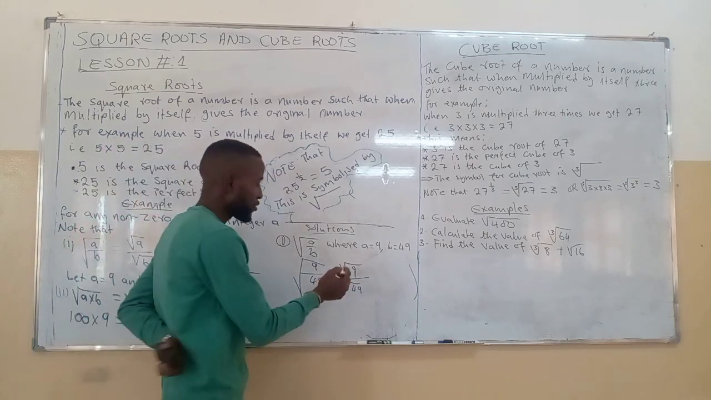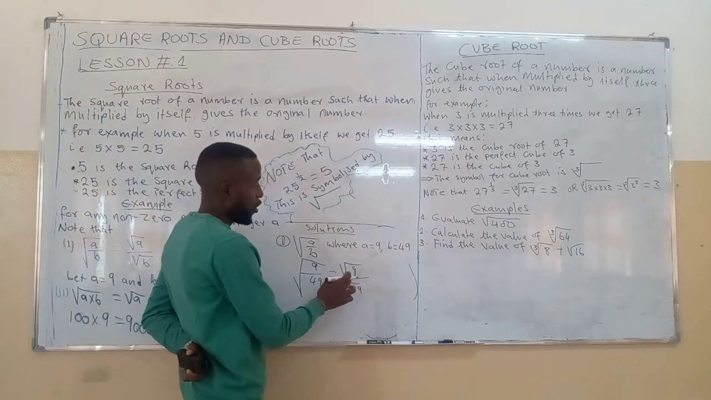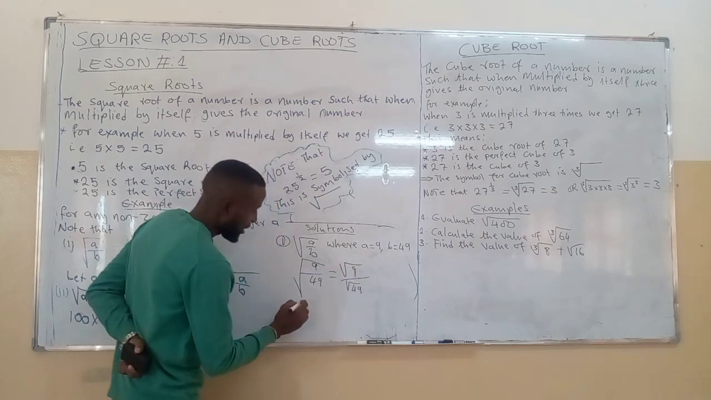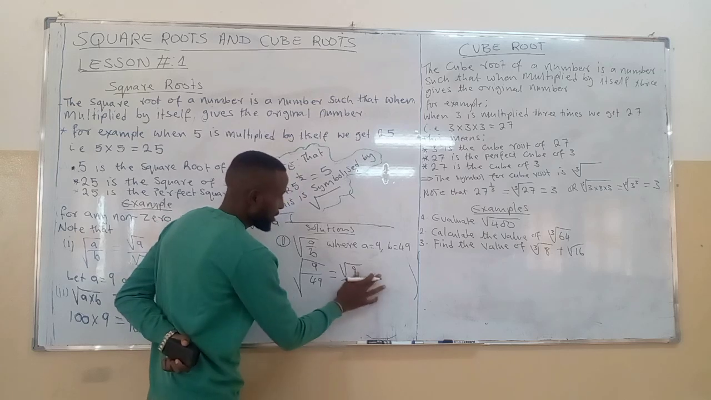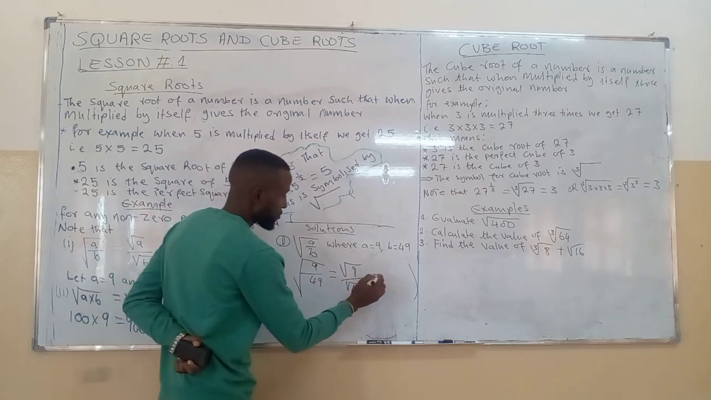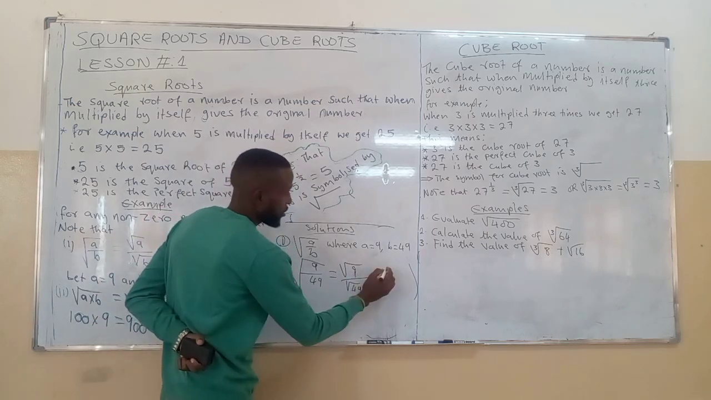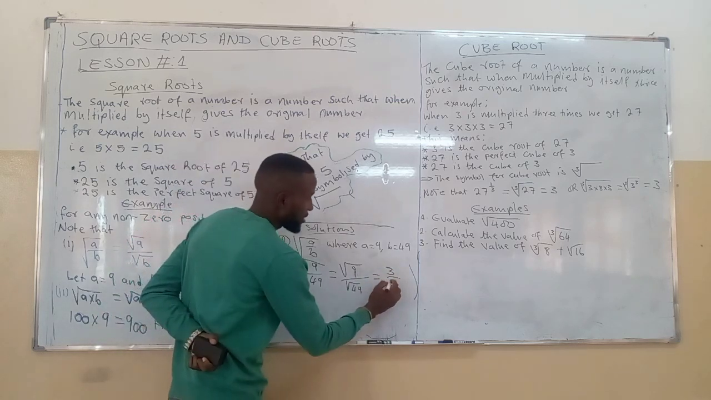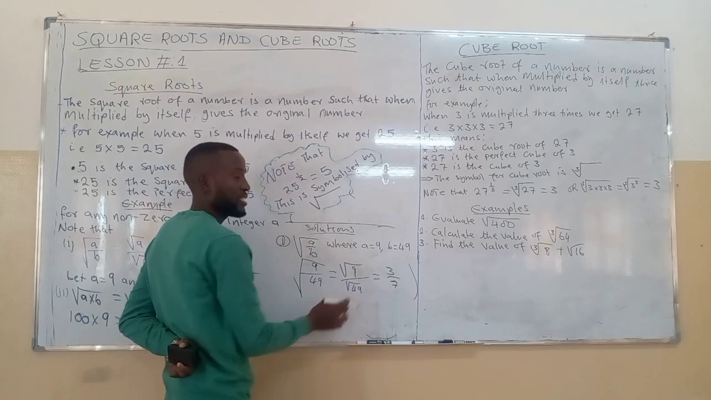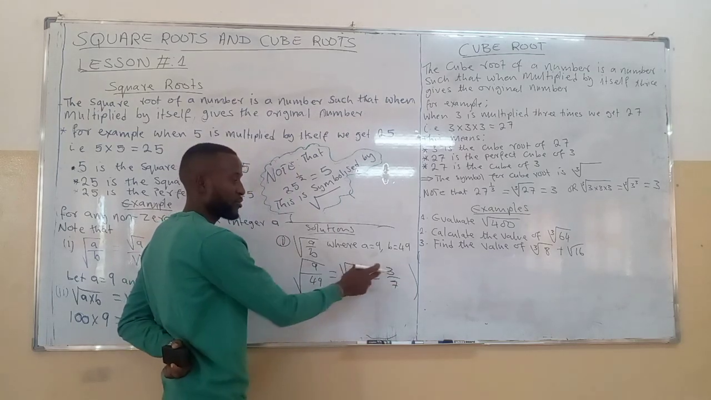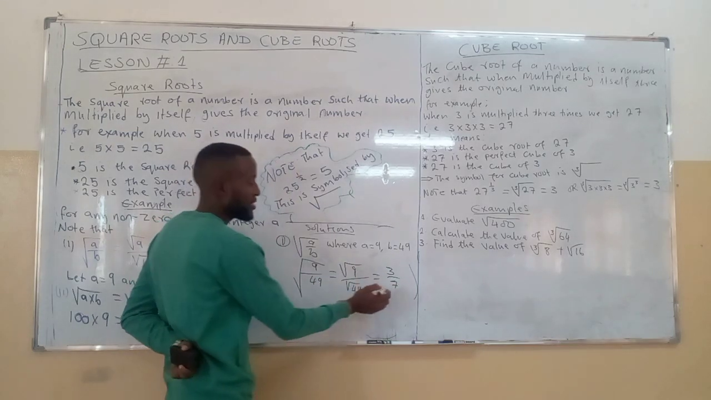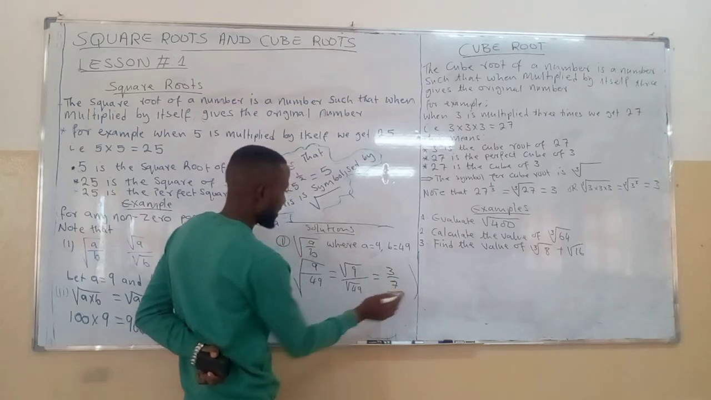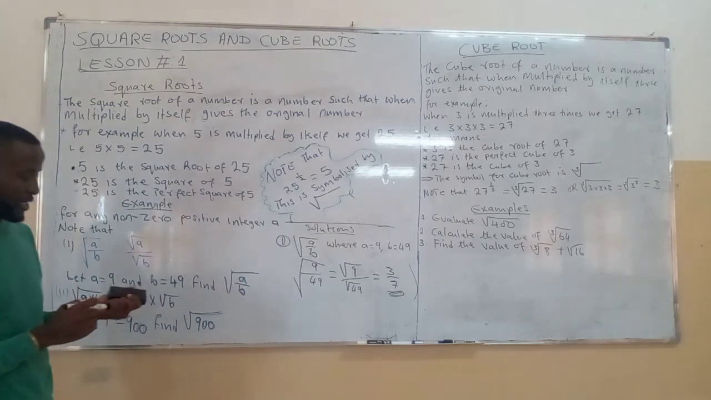So in this scenario, we are simply going to say, what is the square root of 9? It is 3. What is the square root of 49? It is 7. So 7 times 7 we get 49, and 3 times 3 we get 9. Hence this now becomes the working and the answer that they are talking about here.